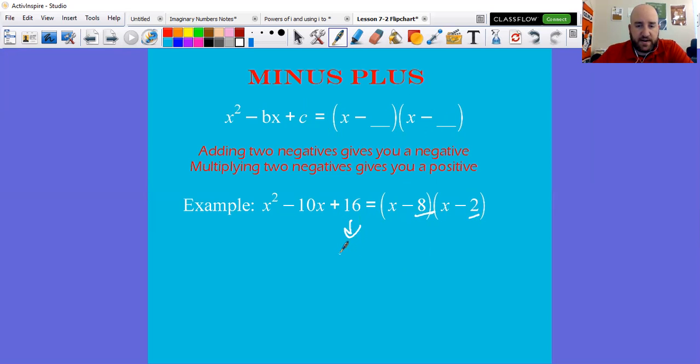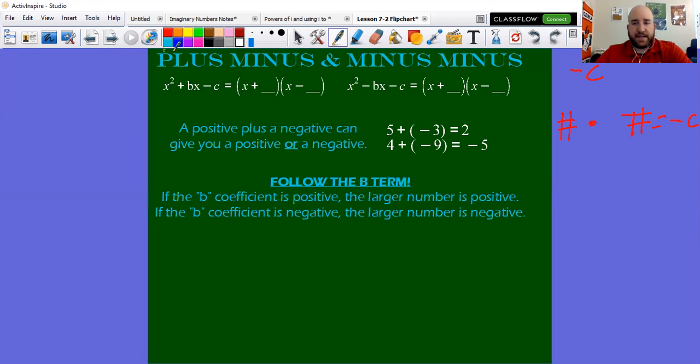So you say, what can I factor to get 16? 1 and 16, 2 and 8, 4 and 4. Which of those can I use to get 10? 2 and 8. So you got -8, -2. Okay, plus minus and minus minus.